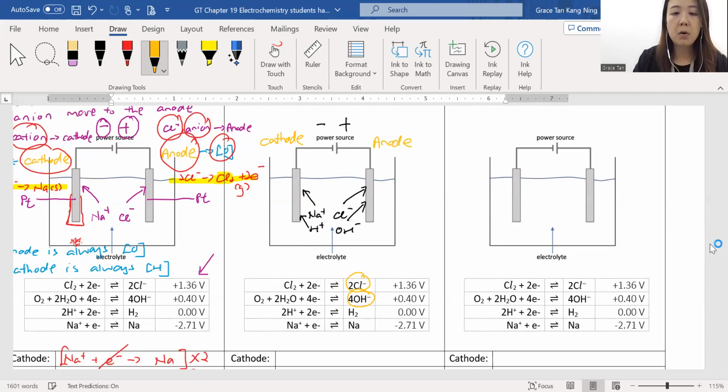We will pick the more negative anion to be discharged. So between a positive 1.36 and a positive 0.40, we will pick the more negative version to be discharged. So hence, the hydroxide will be discharged at the anode. Okay, now principle number 2, anode is always oxidation.